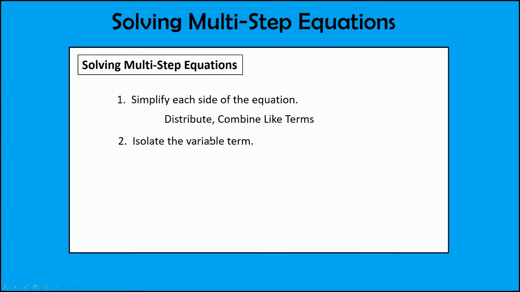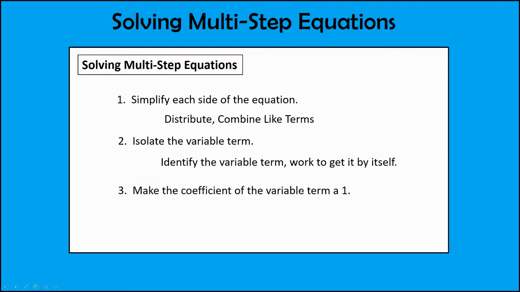And then we've got to isolate the variable term. So we've got to identify which term has the variable in it, and we've got to get it by itself. Generally, we're going to add or subtract to eliminate a number to get the variable term by itself. Once we've done that, we've got to make the coefficient of the variable term a 1. The coefficient is a number multiplied by the variable term. So we need to make it a 1 by dividing, or by multiplying by the reciprocal, which is what we do with fractions. Okay, so there's our three-step process. And I'll continually talk our way through this as we solve these different equations.